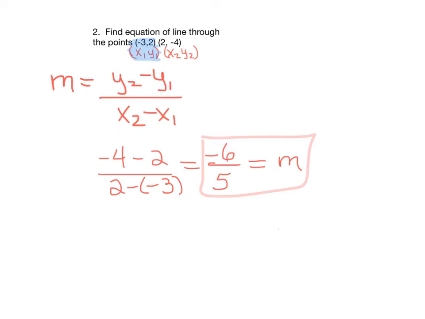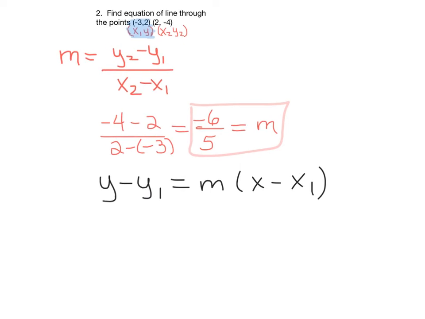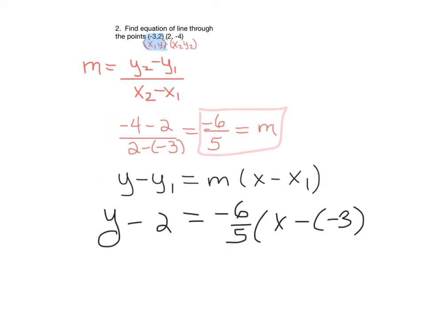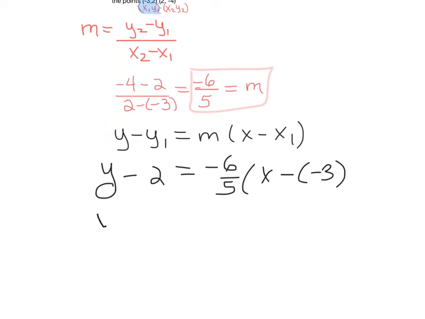So again, I'm going to rewrite the point slope formula just so I have a little visual here. So y minus y1 equals m times x minus x1. Again, I'm going to replace those three pieces of information. So the y and the x are going to stay. So y minus 2 equals -6 over 5, x minus -3. Again, notice that negative is going to make it become a +3.